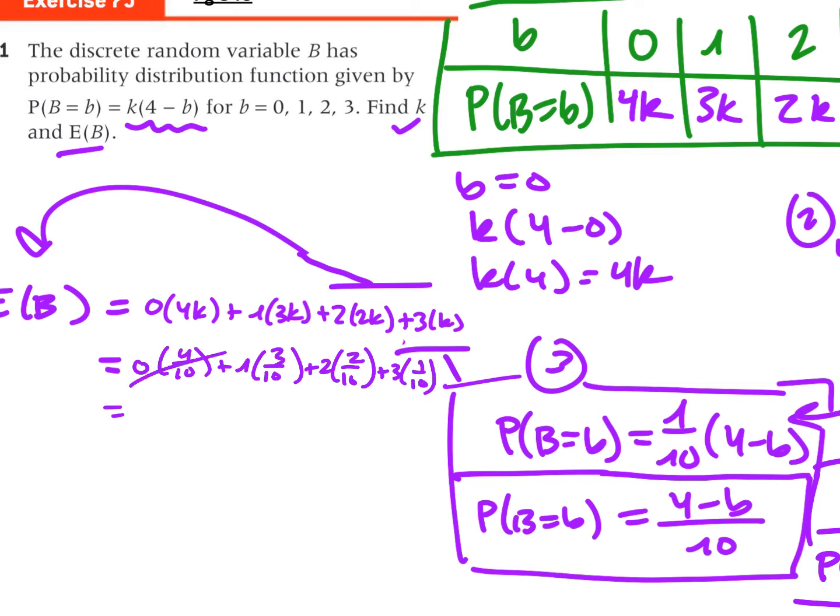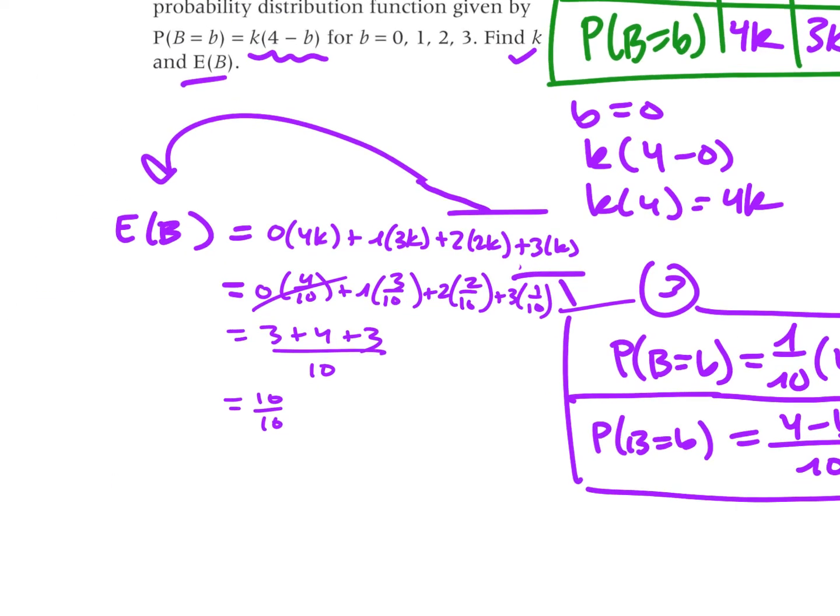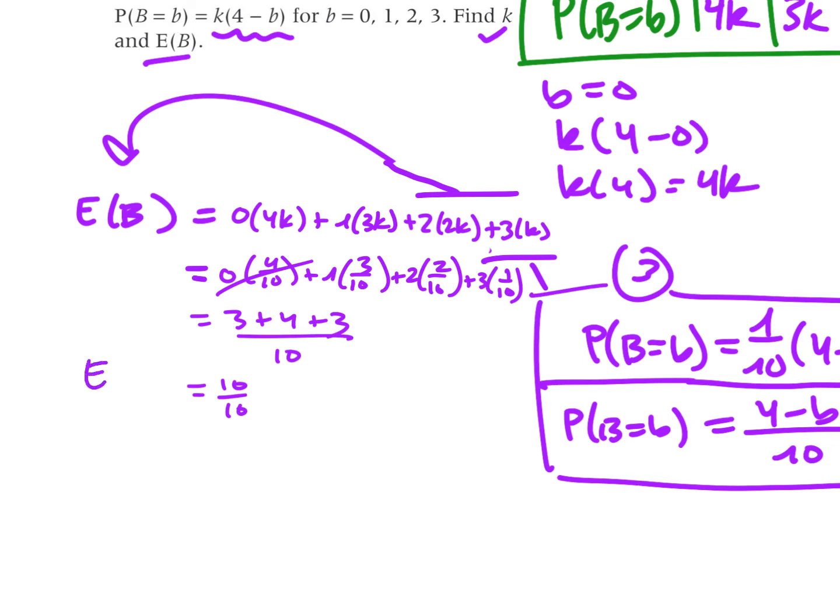Okay, so that one's gone, right? So when you do all this, I'm going to just show this for a second. 3 plus 4 plus 3 over 10 equals 10/10. And that's fine. We're fine. Everything is fine. So my expected value is 10/10 or, oops, shoot, 1.